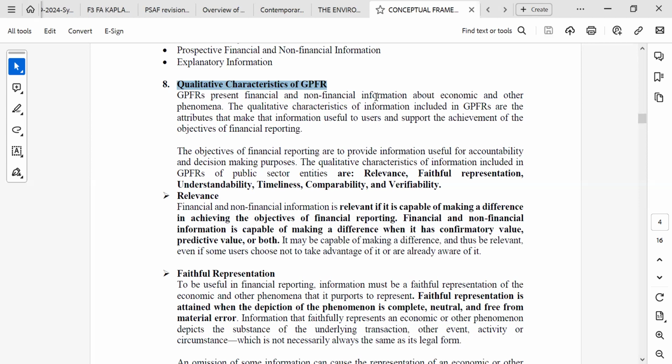So faithful representation, I've seen a lot of things in the chat. Everybody is saying the right thing. Faithful representation is that the information should be presented the way it is. No issue of bias, no undue influence, and the information should be complete. Don't hold on to some of the information. If you spend 10,000 on a particular expense, don't say that because the budget says we should spend only 7,000, we are going to report only 7,000 and hold on to the 3,000. No, it should be complete, free from error, and neutral.